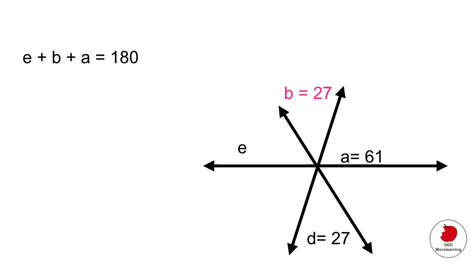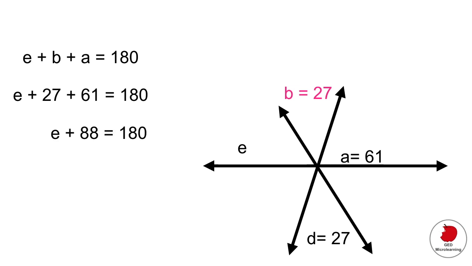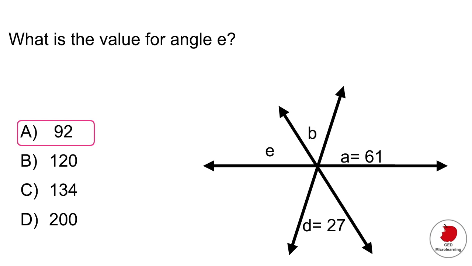Now all you have to do is plug in the values that you obtained before or that were given to you in the image. So we said that B and D are equal. They're 27. Angle A was 61. If you plug your numbers in like that and clean it up, you end up with E plus 88 is equal to 180. Now all you have to do is solve for E. You would subtract 88 from the left side and subtract 88 from the right side. That gives you that E is 92, and that is option A.